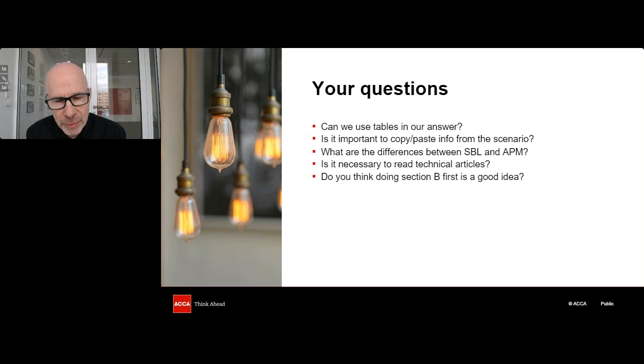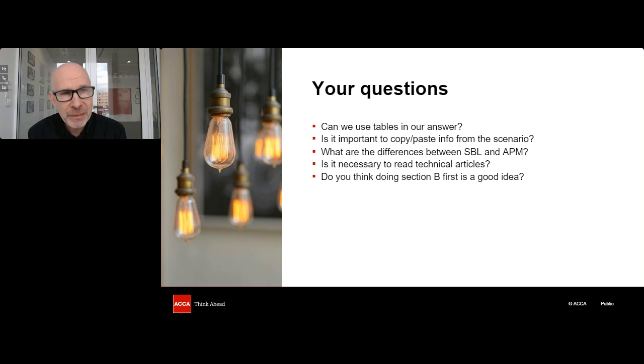Do you think doing section B first is a good idea? I recommend you start in section A with 1 hour, 45 minutes. Section A takes more energy. You've got 5 extra communication marks. 5 extra marks means more time. You've got to read that bigger story, set up your report.